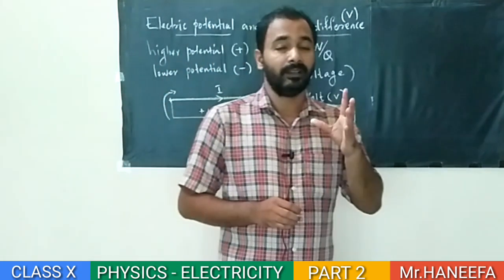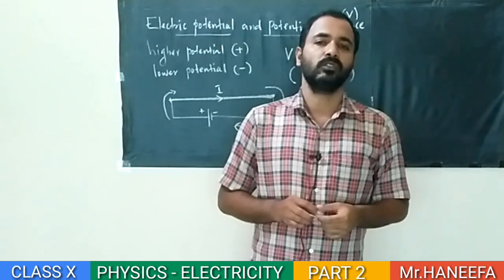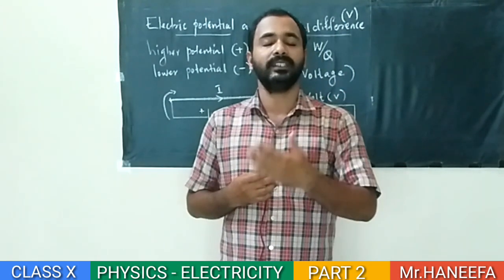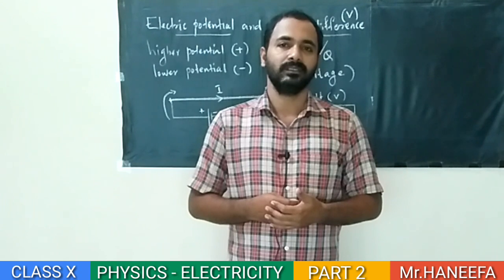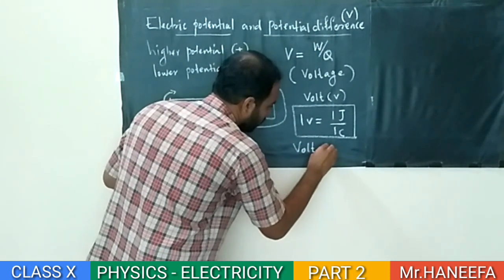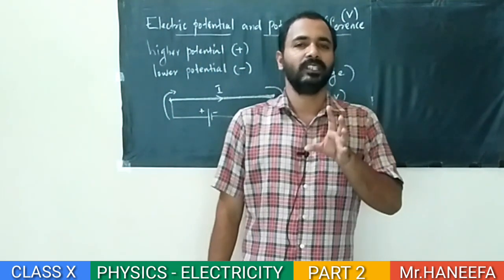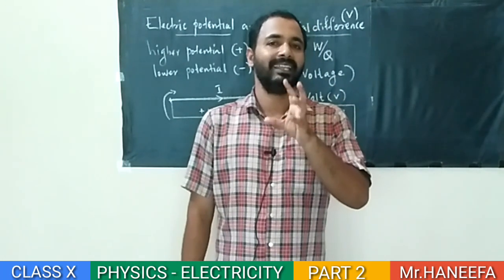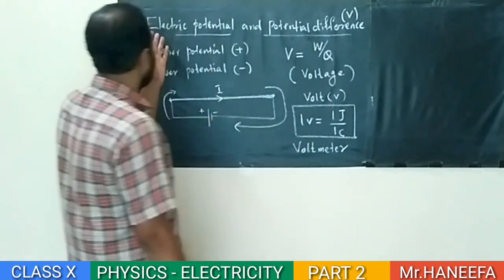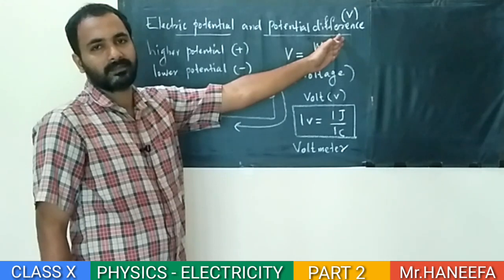We know electric current is measured using ammeter. So here, which instrument is used to measure the volt or voltage? Yes, voltmeter is used. Voltmeter is used to measure the voltage in an electric circuit. Clear? This is about electric potential and potential difference.